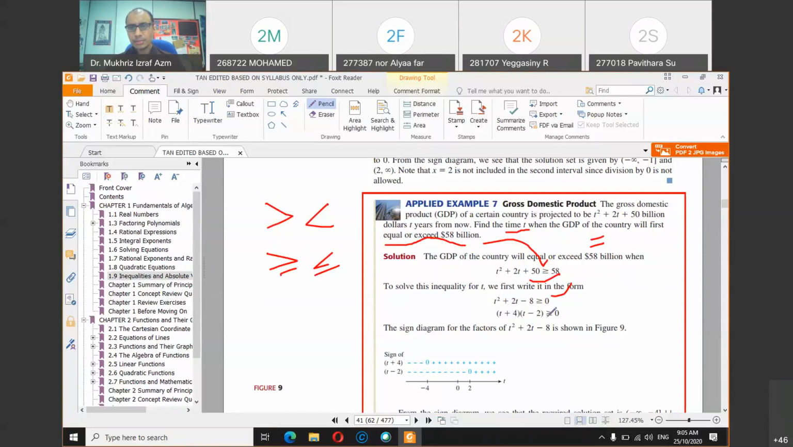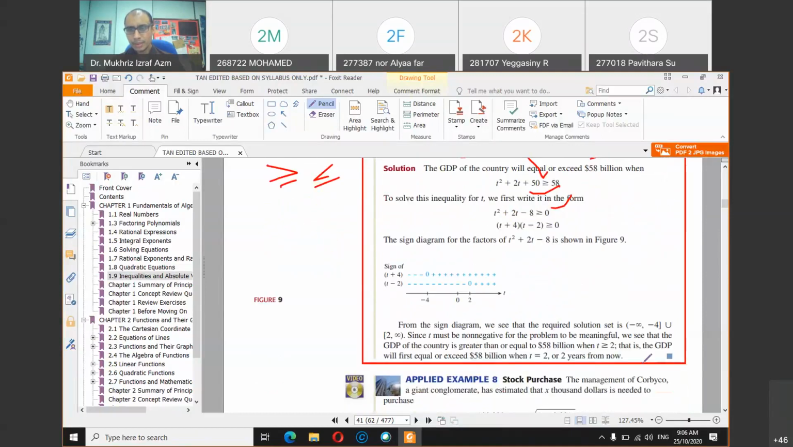Then you solve your quadratic using factorization. You get t plus 4 and t minus 2. When you solve, one is t plus 4 equals 0, therefore t equals negative 4, and the other is t minus 2 equals 0, therefore t equals 2. So you got two solutions: one is negative 4, another one is 2. Of course you will omit t equals negative 4, because we don't take negative years. So the answer is t equals 2 years from now.